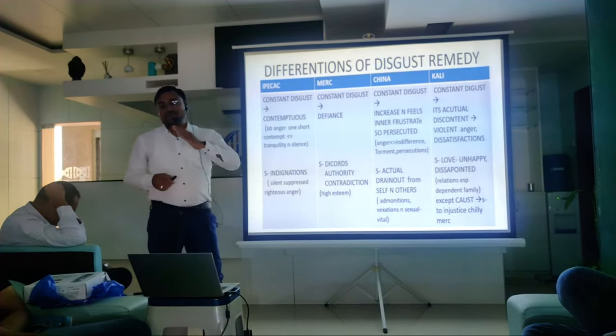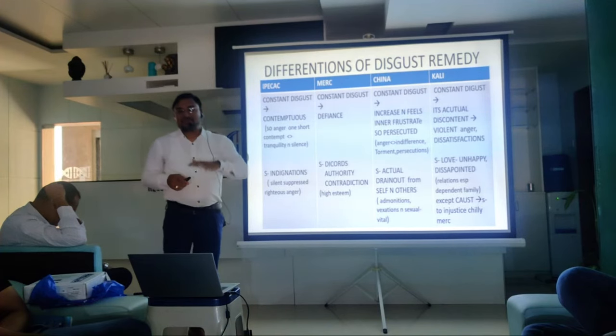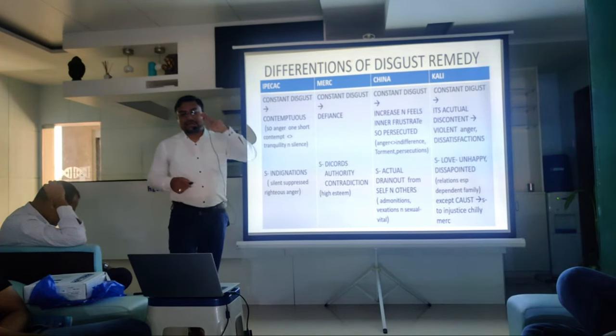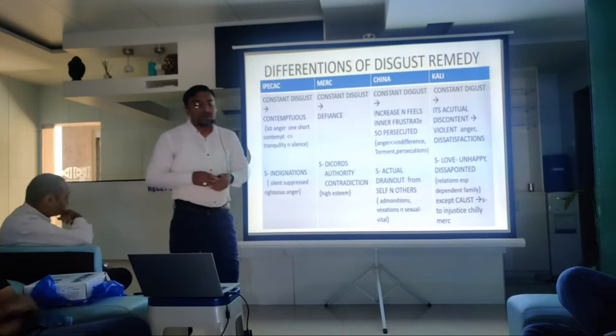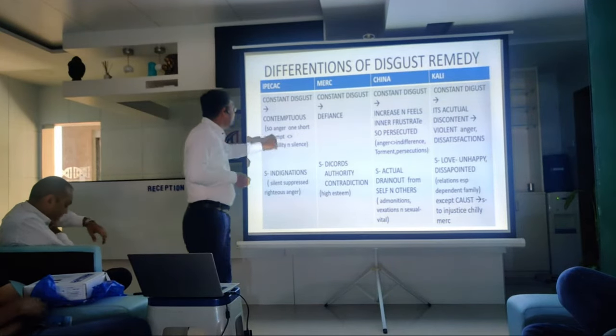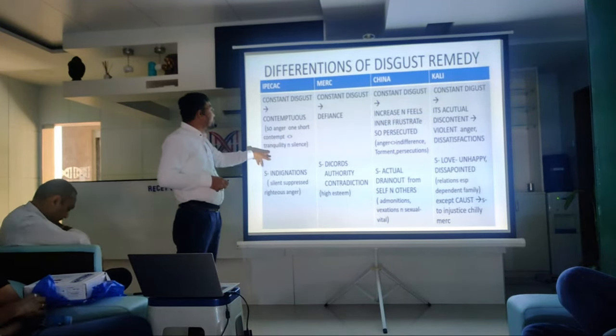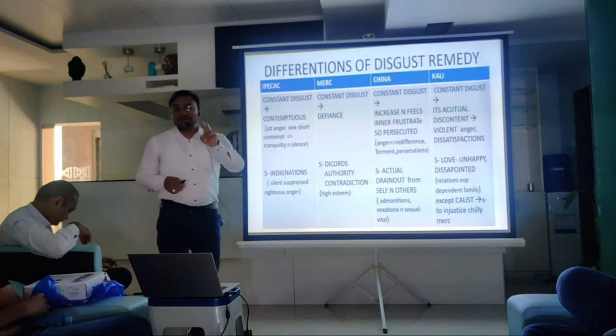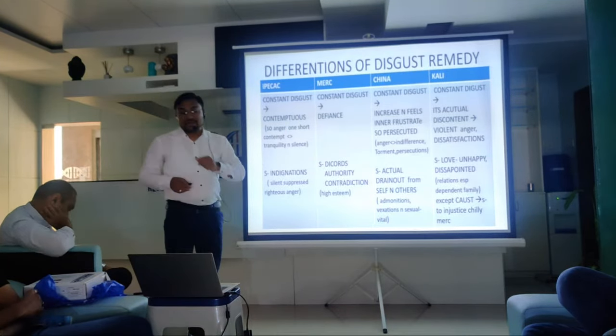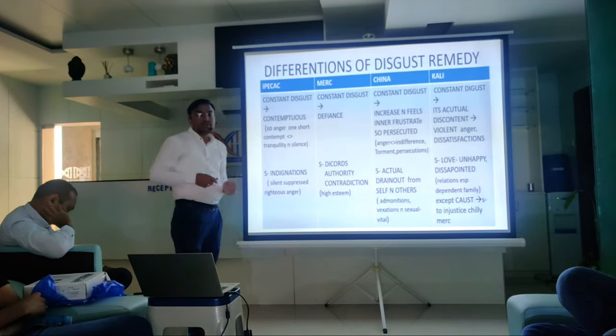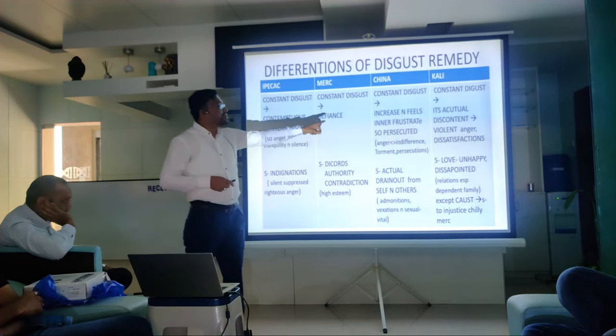One sharp, short sentence and then just calm down. Again, it comes as a sharp, short sentence and it comes down, right? So we have a rubric: anger, short, contempt, with tranquility and silence. Anger or irritability or rage alternating with tranquility, right? This is not there in China.